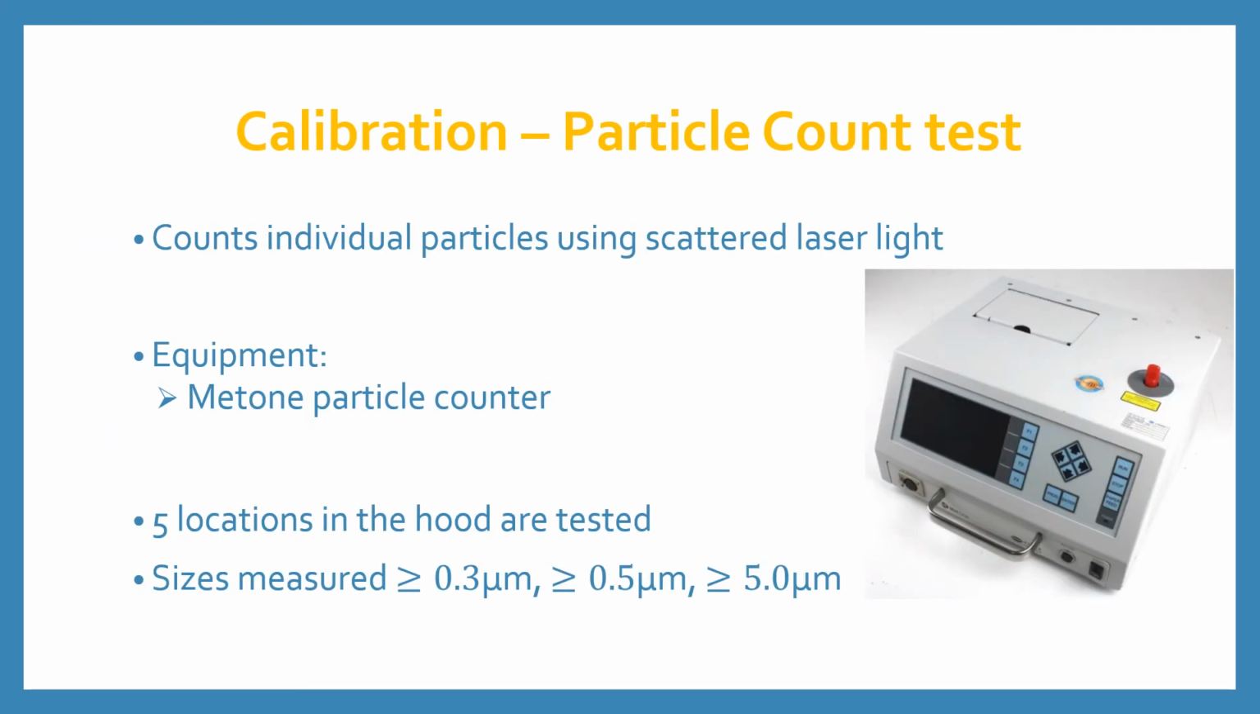Calibration by particle count test. This counts the individual particles using scattered laser light. The equipment needed is a Met One particle counter. 5 locations within the hood are tested, and particles of different sizes such as greater than or equal to 0.3 micrometer, greater than or equal to 0.5 micrometer, or greater than or equal to 5 micrometer can be measured.